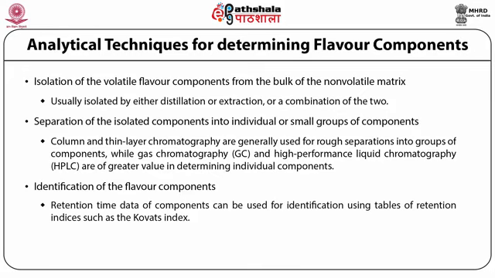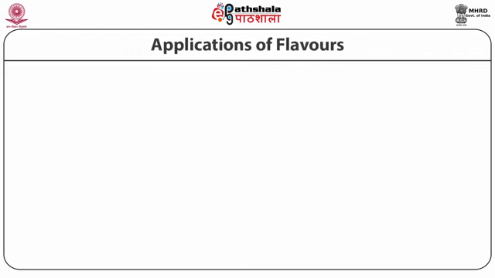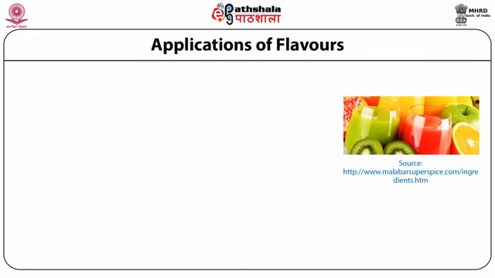Then finally, identification of the flavor components. So retention time data of components can be used for identification using tables of retention indices such as the Kovats index. Then sniff analysis also can be used, or nowadays mass spectrometry, that is the GC-MS system, is very widely used for this given purpose. Now where are these flavors applied?